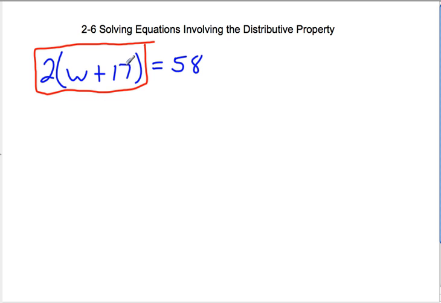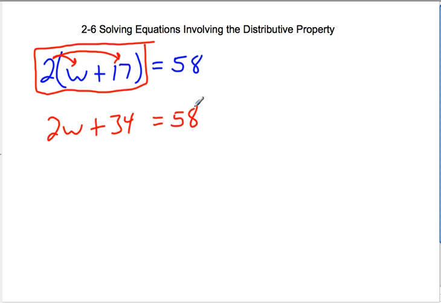Once we do that, so 2 times w, and remember, whenever you have a number next to parentheses or anything outside of these parentheses, it has to affect everything inside. So don't forget to also do the 2 times the positive 17 to give you a positive 34. So that's what the left side would look like, and the right side obviously stays the same.